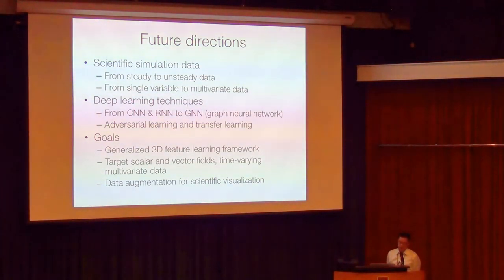We are also looking into adversarial learning using GAN and transfer learning. This might be useful for learning patterns from a single variable and applying them to a different variable of the same data set. So the ultimate goal we are looking at here is to generalize the 3D feature learning framework, make it more robust, and capture the invariant features of the data set, and go from steady to unsteady flow, from scalar field to vector field, from single variable to multivariate, time-varying data.